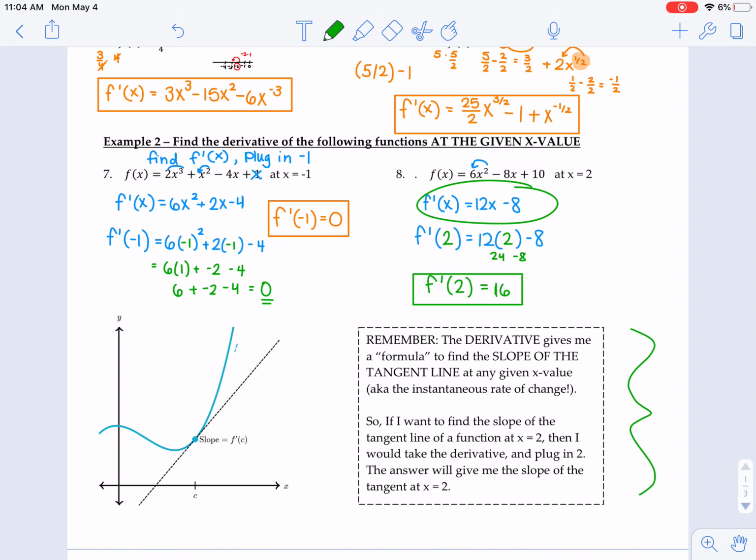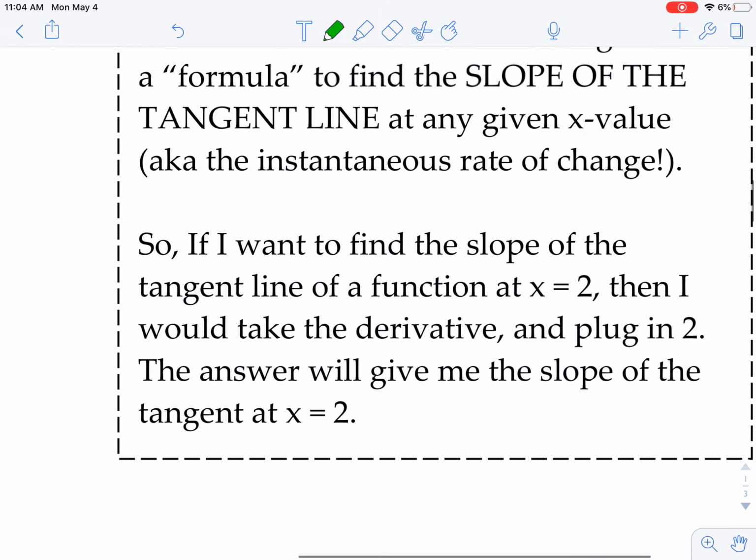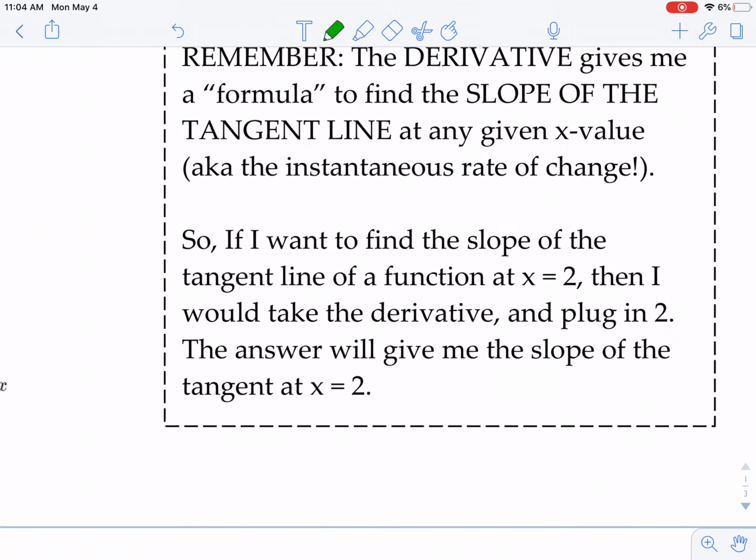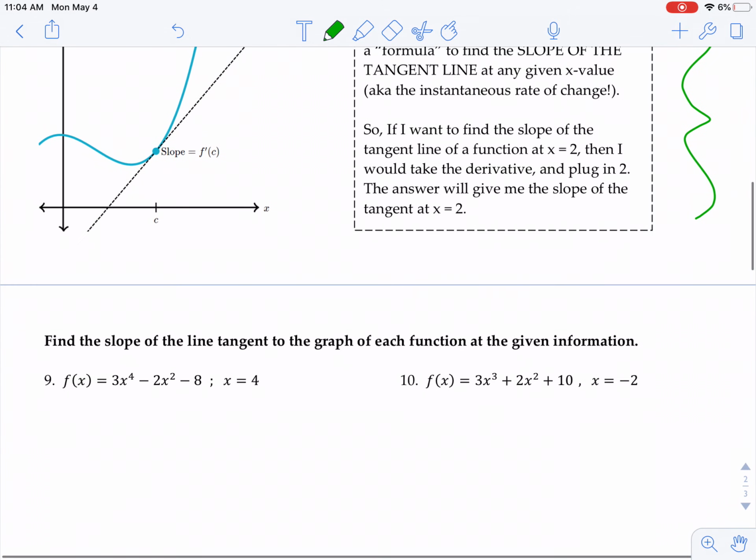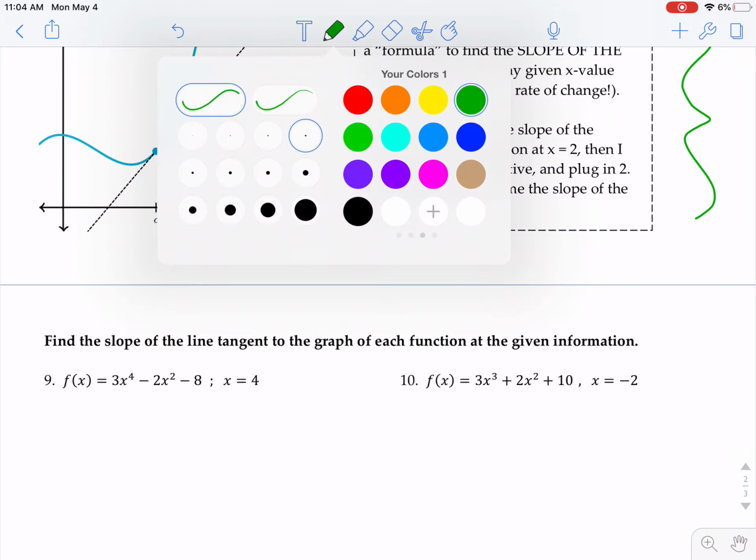So if I wanted to find the slope of a tangent, okay, at, say, x equals 2, then I would take the derivative and plug in 2, which is essentially what we just did in those last examples. The answer I get will give me the slope of the tangent at that value, at x equals 2. So these next two problems are literally what we just did, but the wording of the directions is slightly different.